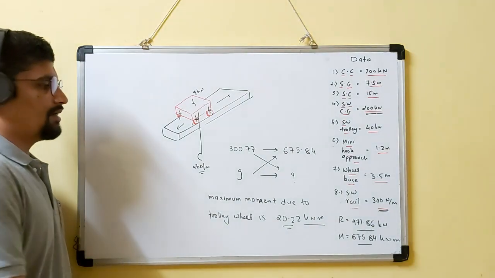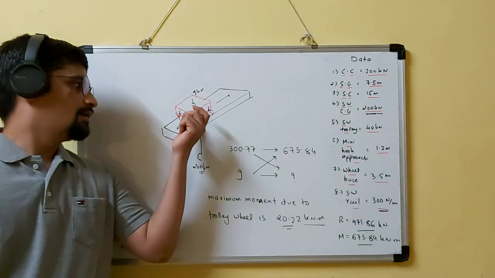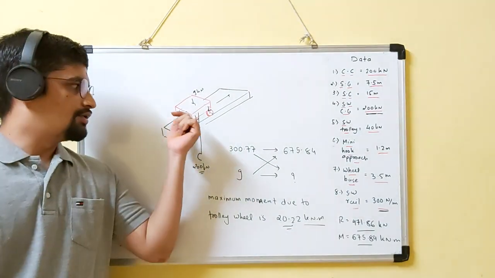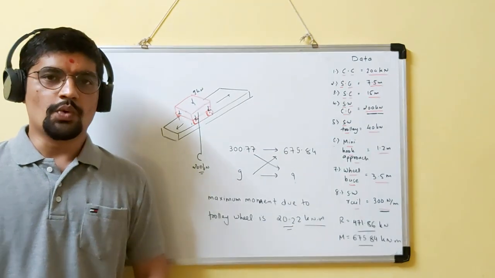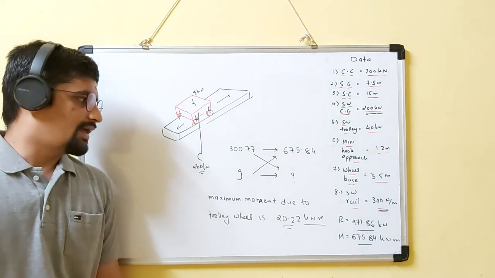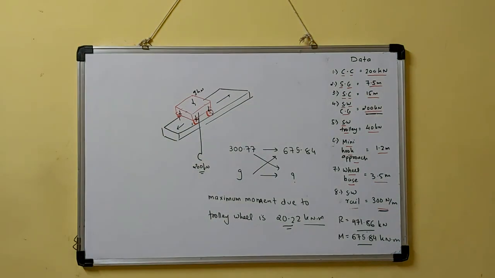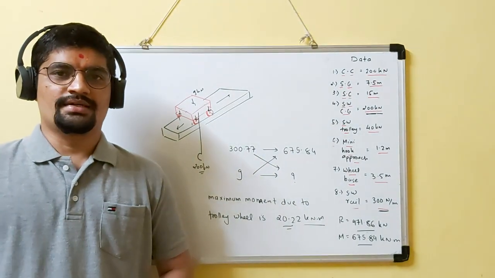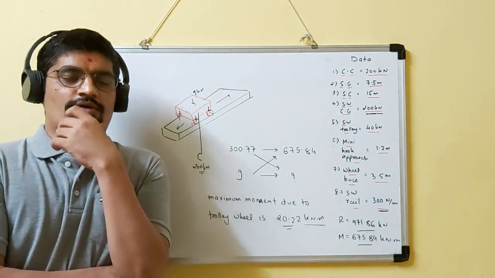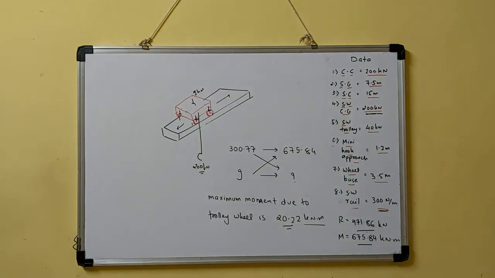The produced moment by the live load. So we have calculated the load on the wheels of the trolley, and due to that the moment is 20.22 kilonewton into meter. Now the calculation of the last load is left. Which was the last load? The last load was the longitudinal load, and the longitudinal load is due to the movement of the crane girder.